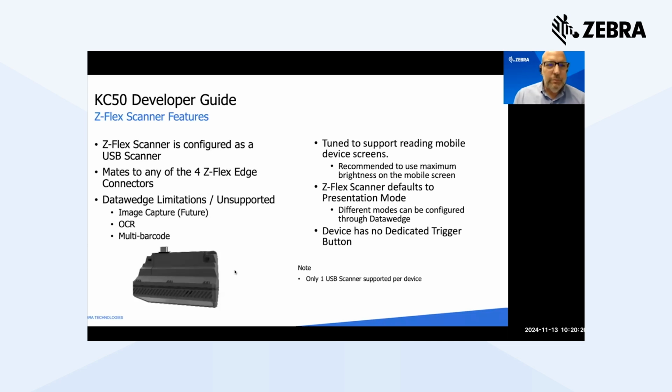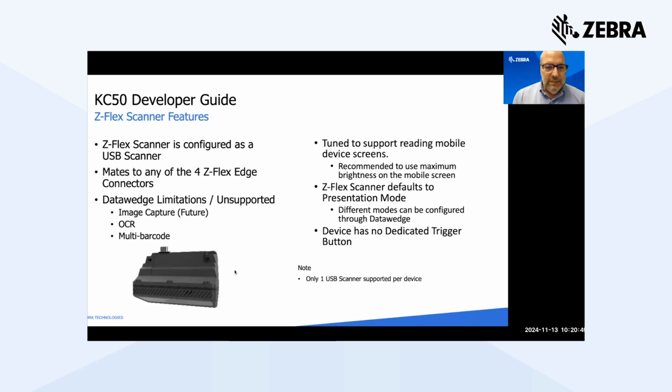That's a general Zebra use case. So if you have this plugged in, you cannot plug in an additional USB scanner. There are actually USB-A ports on the back. You won't be able to use another remote scanner, a USB scanner, at the same time. So just keep that in mind if you're doing it. If there's no Z-Flex scanner connected, you can use an additional USB scanner.